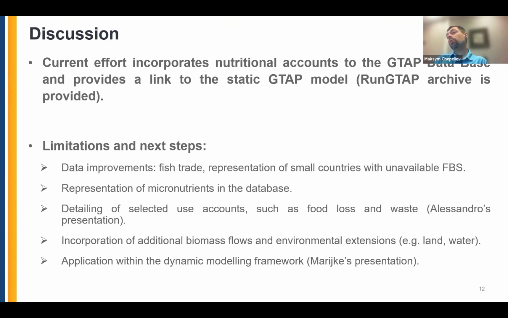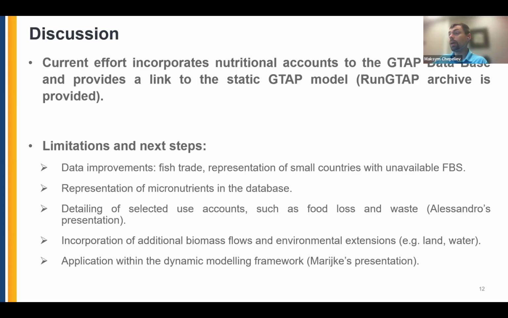So to conclude, let me point out some limitations and the way forward in terms of this research agenda. What we try to do in this effort is to incorporate nutritional accounts into the GTAP database, making the database publicly available to GTAP users. The database can be readily linked to the static GTAP model simulations in a relatively simple manner, as showcased in these applications and in the journal.